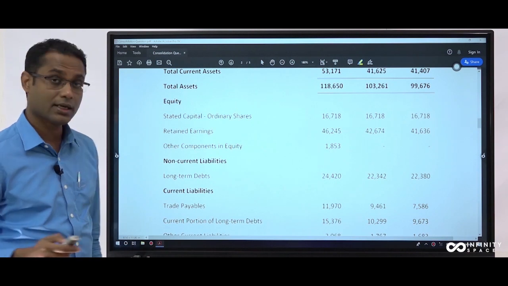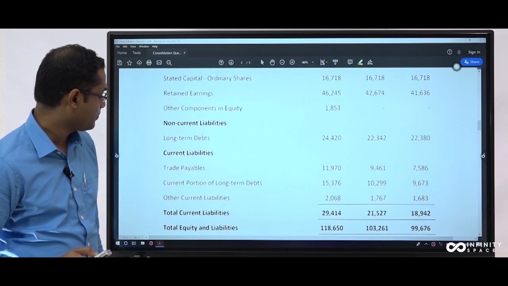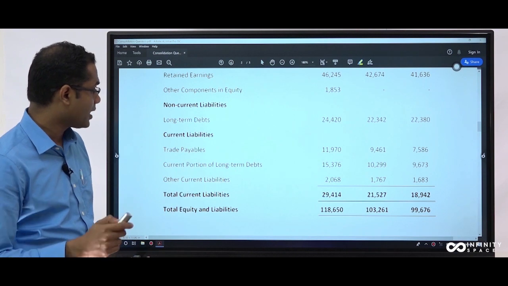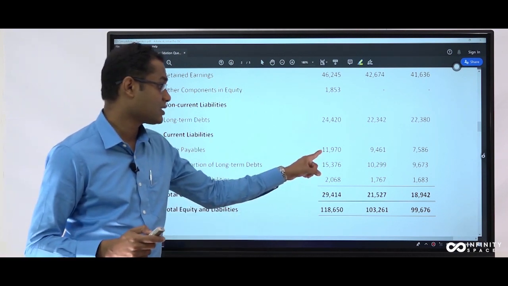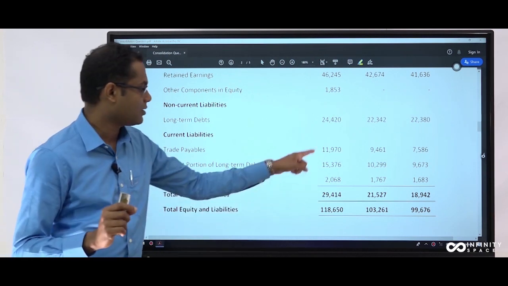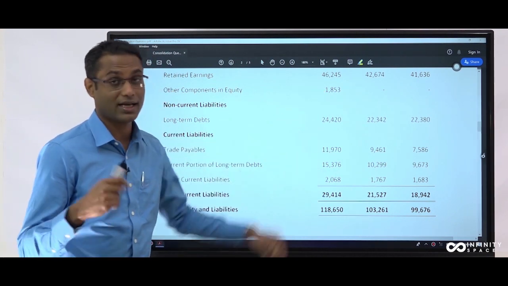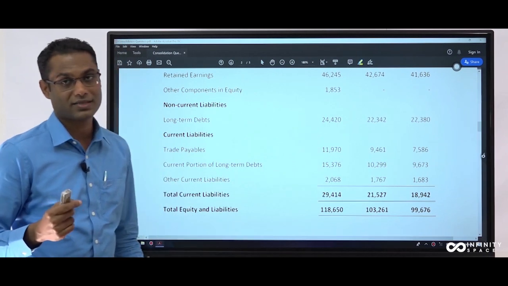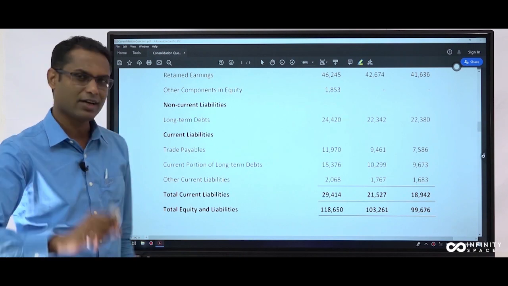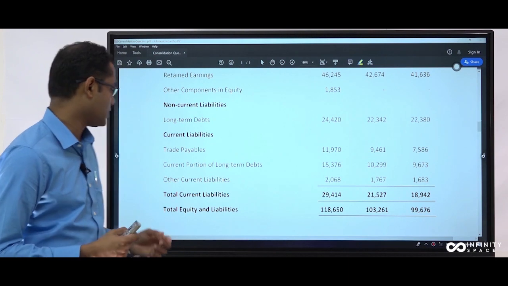Then non-current liabilities, under that you have long-term debt 24,420. Then the current liabilities, trade payable 11,970. Again in the question this was given as 12,970, but to make the balance sheet balance, because I have increased the value of the other components of equity by 1,000, I had to reduce the trade payable balance given in the question by 1,000, so I made it 11,970. All these small amendments have been done to make the figures more meaningful to the question.